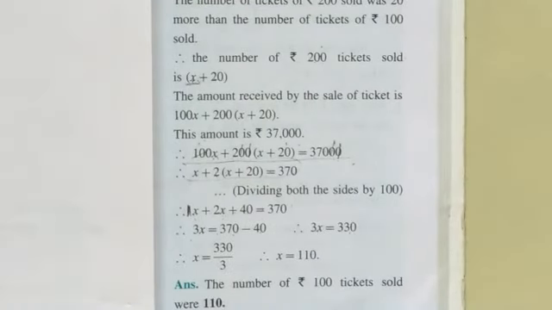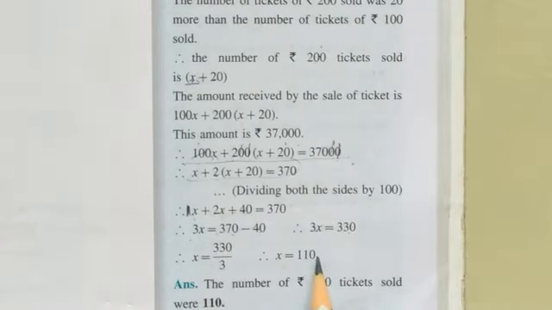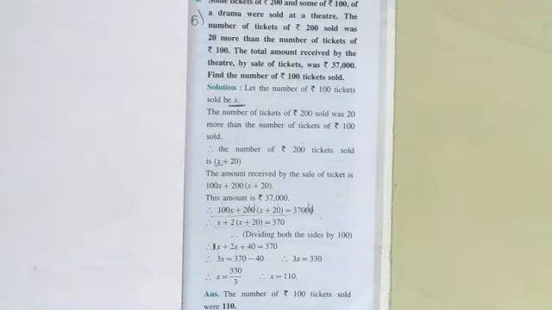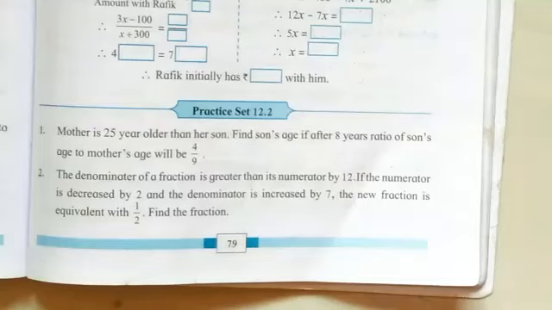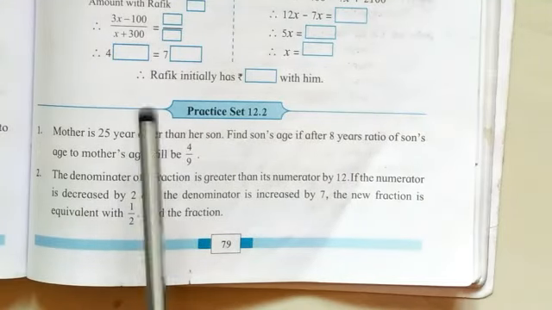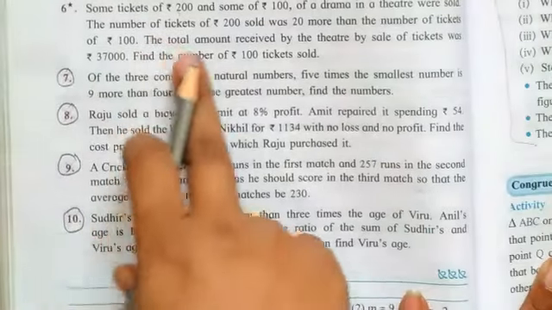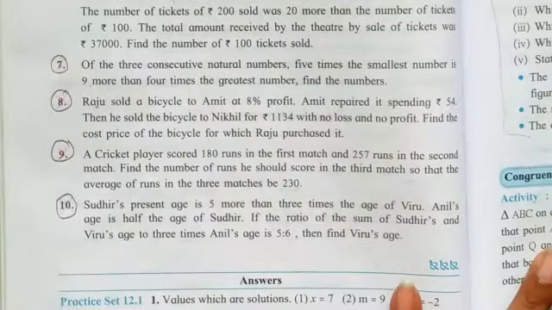It means that the 100 rupees tickets which were sold in the theatre are 110. So let's write the answer in words. The number of rupees 100 tickets sold were 110. Like that way we got the answer. So this is the total answer. If you want, you can take a screenshot and write it systematically in your classwork notebook. So students, like this way our practice set number 12.2 is over. If you want, you can solve these extra questions in your rough notebook.